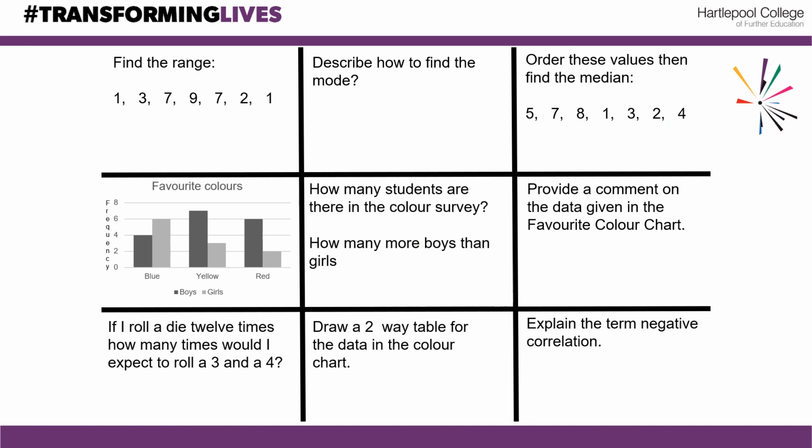Next up, some data and stats. Pause now, and then I will talk through the answers in a sec. Okay, so first question says find the range. So remember, the range is the biggest number, so 9, take away the smallest number, which is 1. 9 take away 1 is 8. Describe how to find the mode. It is the most common value.